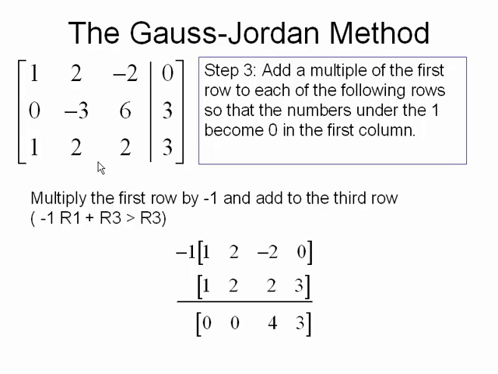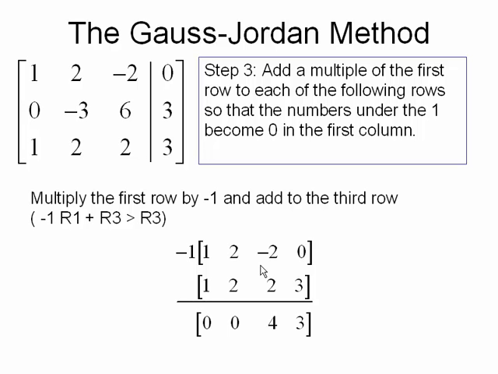We need to continue. Now we need to put the 0 below, so we'll multiply the first row by -1 and add it to the third row. So -1 times the first row plus the third row. When I add my columns, I get 0, 0, 4, and 3.